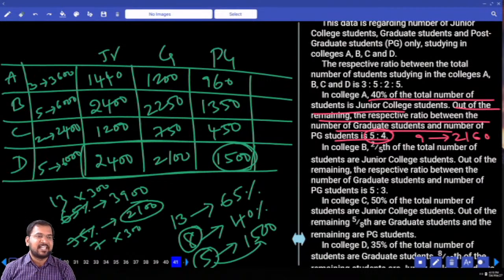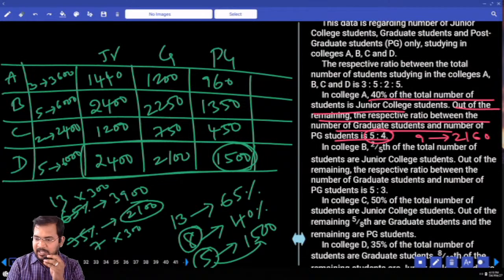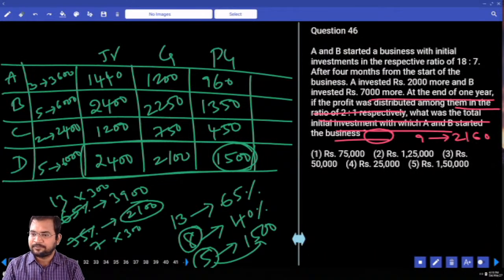So filling this data is important, especially in DI. Questions are very easy. Shall I go for the 46th question?